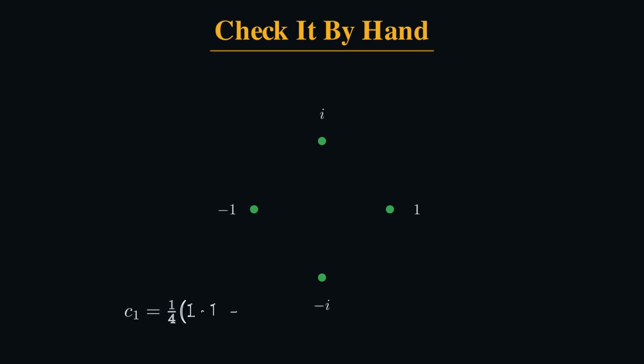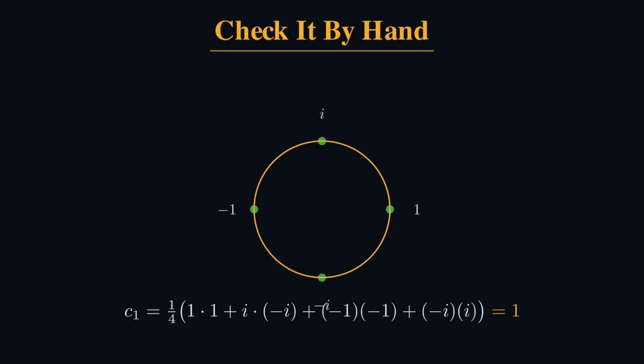Sanity check with real numbers. 4 points. 1, i, -1, -i, a tiny diamond. Run the stroboscope at speed 1, every term lands exactly on 1, so the average is 1. A single circle of radius 1, and indeed, these 4 points sit on exactly that circle. The machine works by hand.